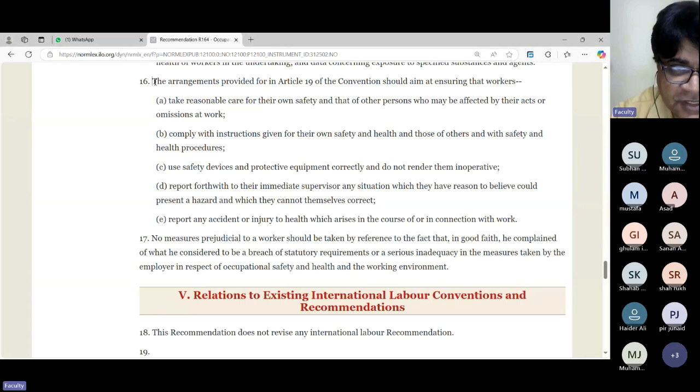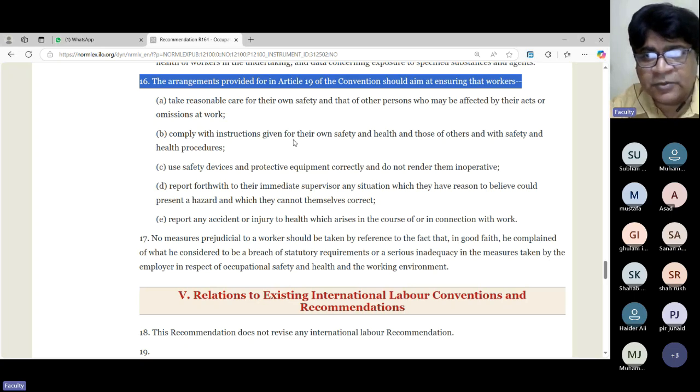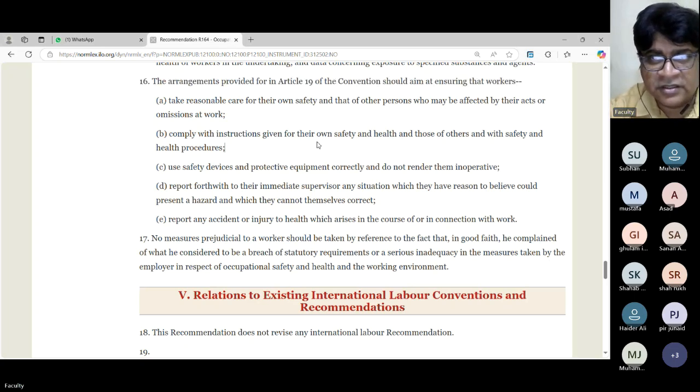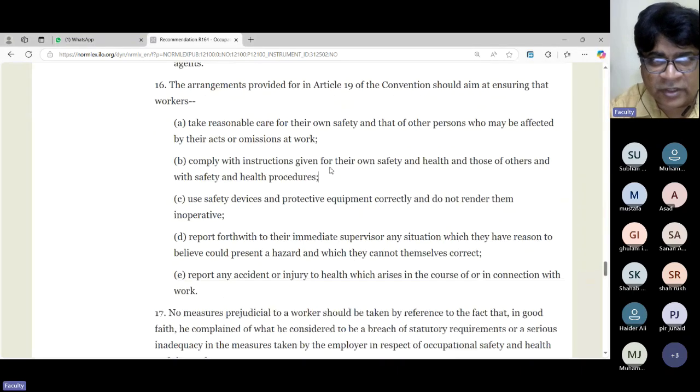Here, if you see the 16th point, it is clearly written what the responsibilities of workers are. Can anybody tell me one point, what you understood? I'm keeping this particular document open in front of you. There is A, B, C, D, E. The convention says ensuring that the workers... So what are the responsibilities of workers? It is written, so as a worker, he should be able to understand this point.